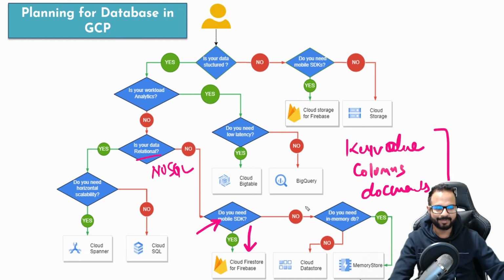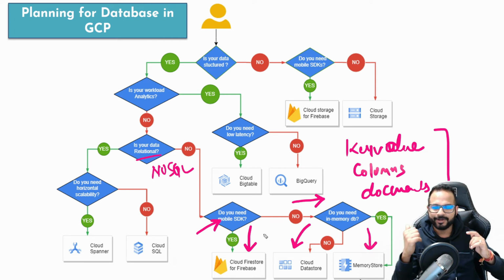If you don't need these capabilities, then the next question you should ask yourself is whether you need an in-memory database for faster caching and faster performance for frequently queried data. If yes, then Memorystore would be a better choice for you. Memorystore comes with Redis and Memcached and provides sub-millisecond latency to your workload. But if this is not a requirement for you, then Cloud Datastore would be an ideal choice for you. It is again a managed NoSQL service that can store and manage your data so that you could get the maximum performance out of it.